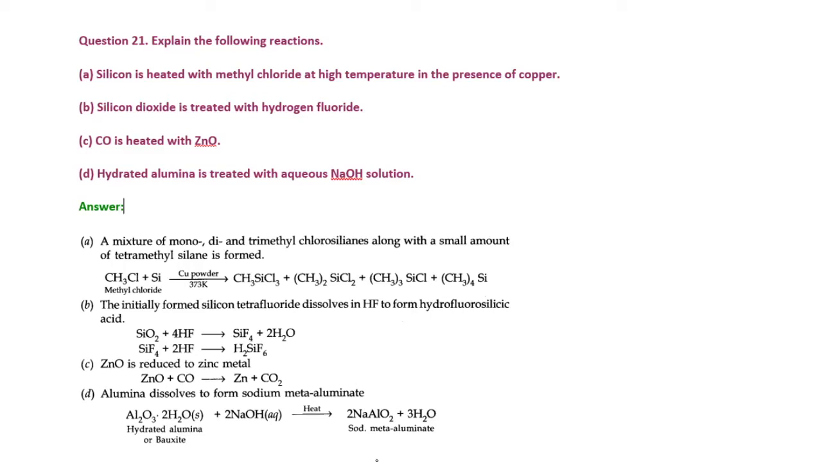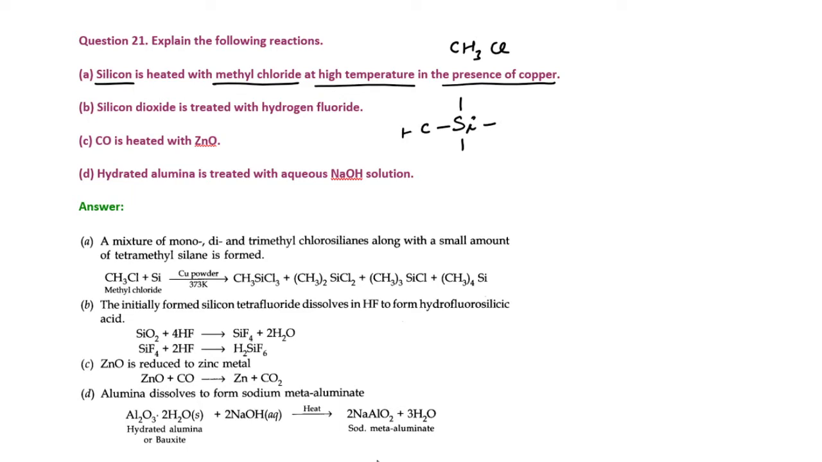So welcome back to the third part of the P block elements exercise, class 11, question number 21. The question is, explain the following reactions. First, silicon is heated with methyl chloride at high temperature in the presence of copper. So keep in mind, silicon is tetravalent, and we have methyl and chlorine.